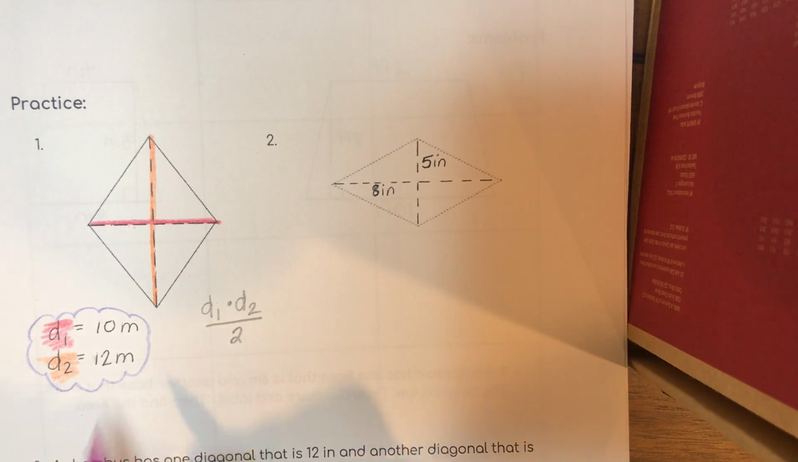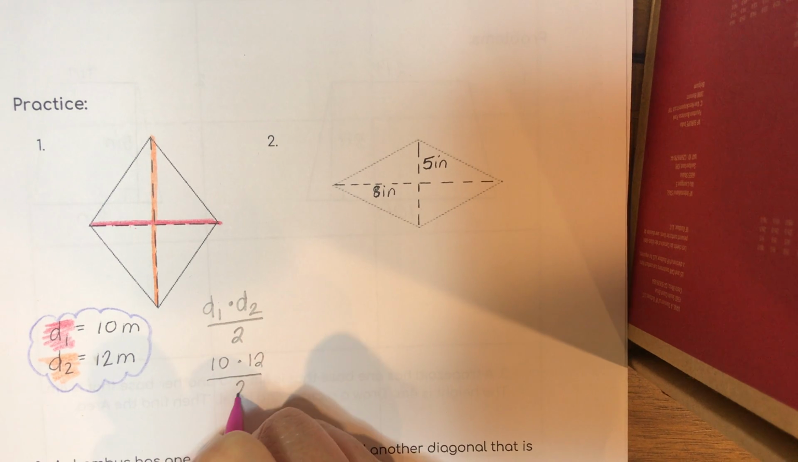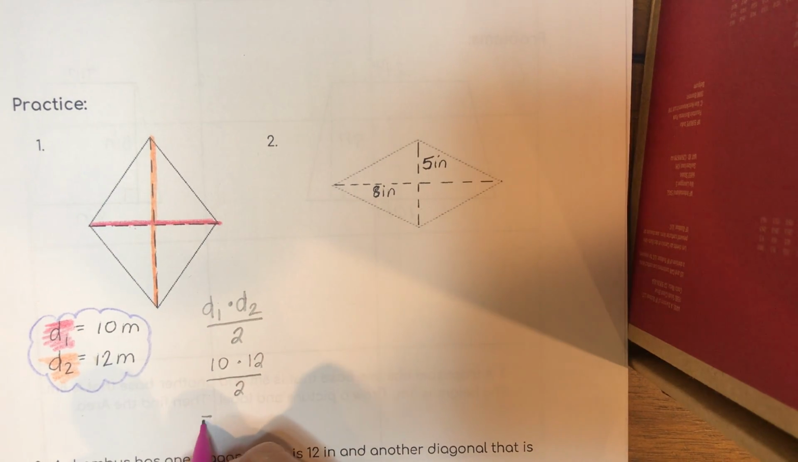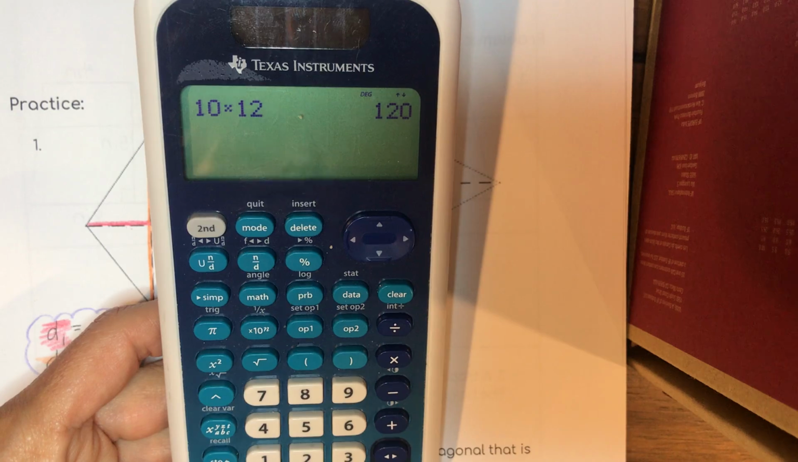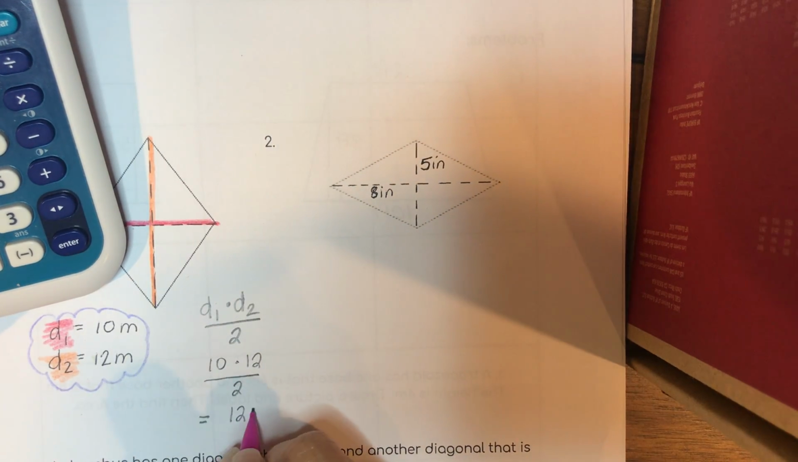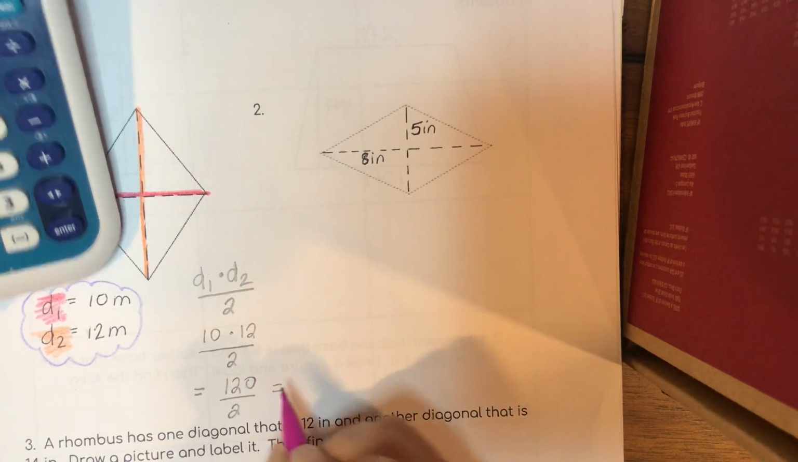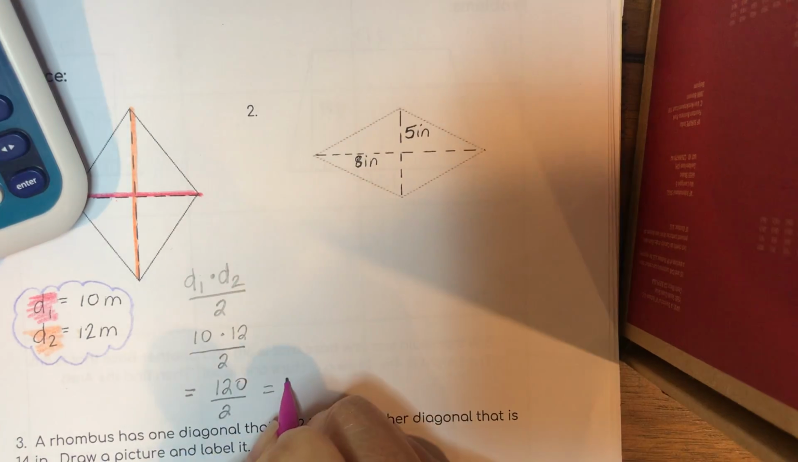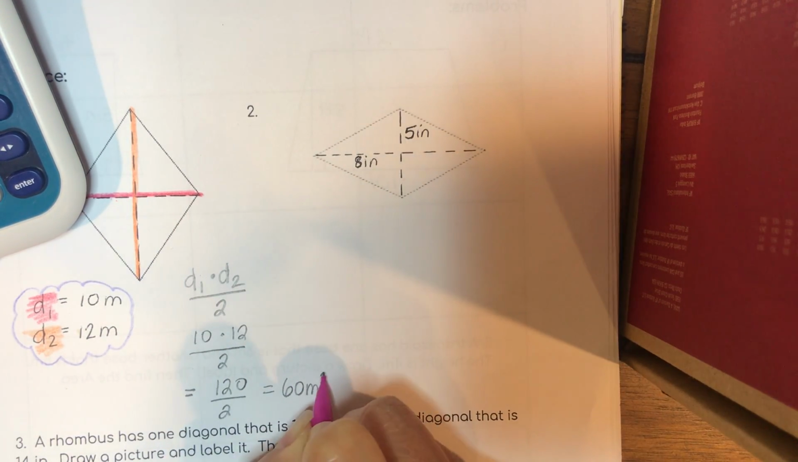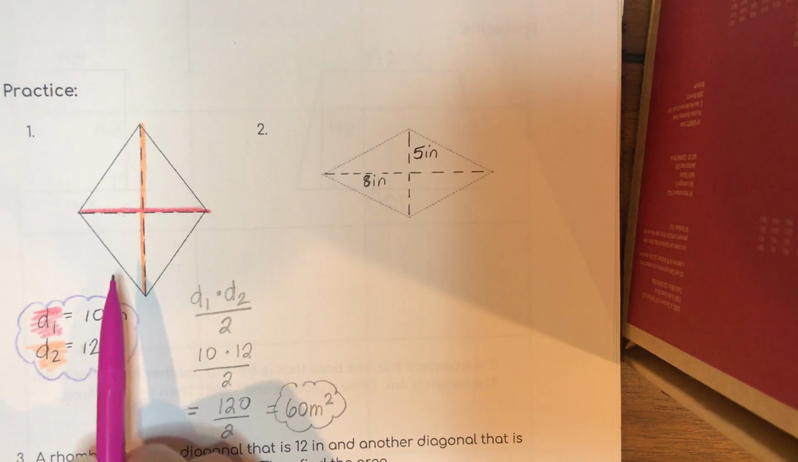So plug our numbers in: 10 times 12 divided by 2. I'm going to do it step by step. 10 times 12 equals 120. Then we have to cut that in half, divide by 2. 120 divided by 2 is 60. We're still talking about area, so we have 60 meters squared. That's your answer for the area of this rhombus.